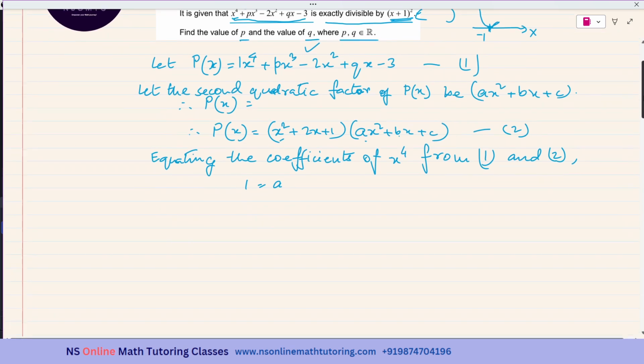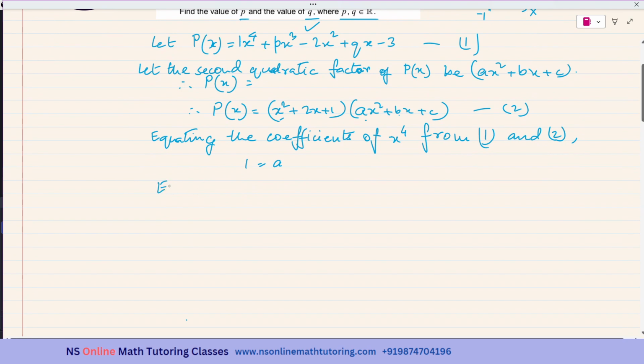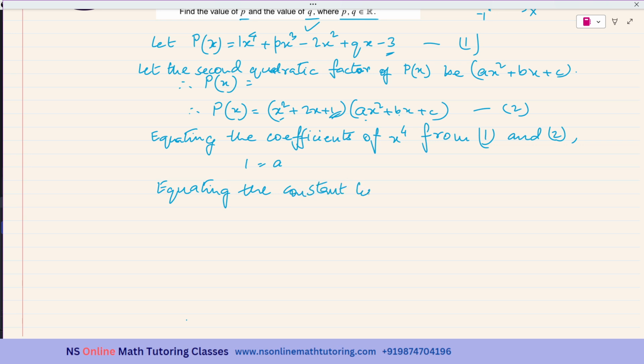Similarly, now I can directly go to the constant term. The constant term is -3, and I am seeing the constant term will be 1 times c. So I can get the value of the variable c. Equating the constant terms from 1 and 2, it is minus 3 equal to 1 times c, or minus 3 equal to c.